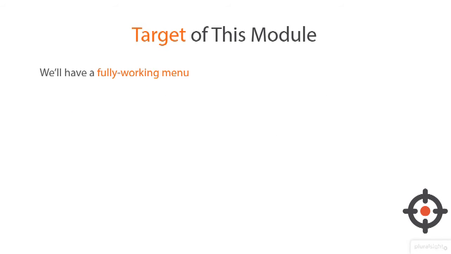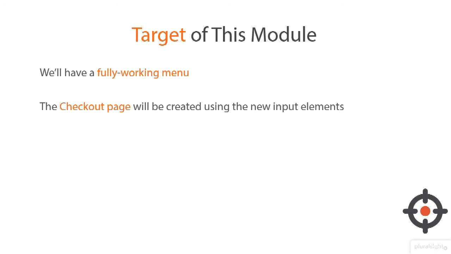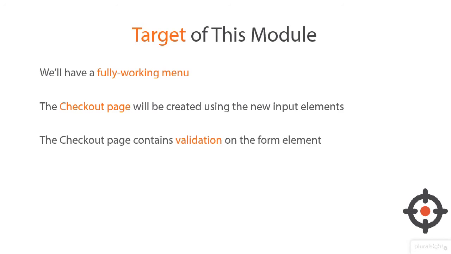When we will have reached the end of this module, we'll have created a menu inside a nav block, clearly indicating what makes up the navigation for our site. We'll also have created the checkout page, on which we will use the new input elements that come with HTML5 out of the box. And not only are we going to use the new input elements, the page will use the new validation options which come bundled with HTML5. So by the end of the module, we'll have another functional page added to our site.